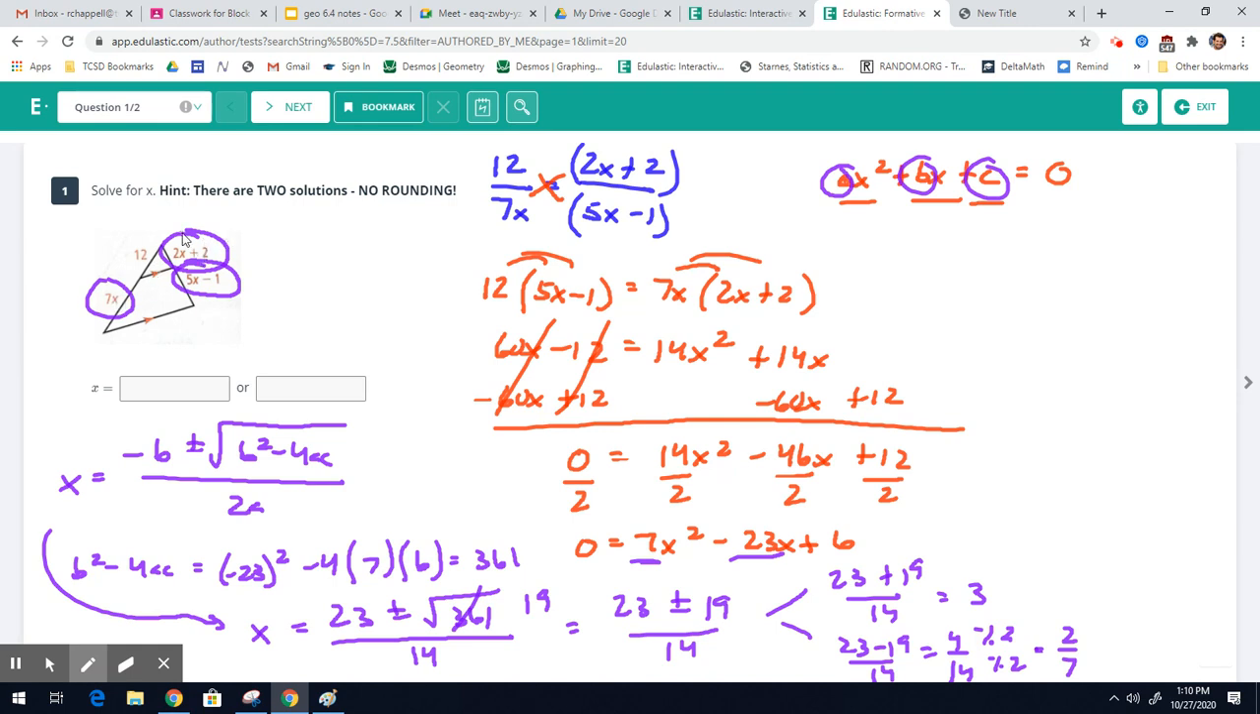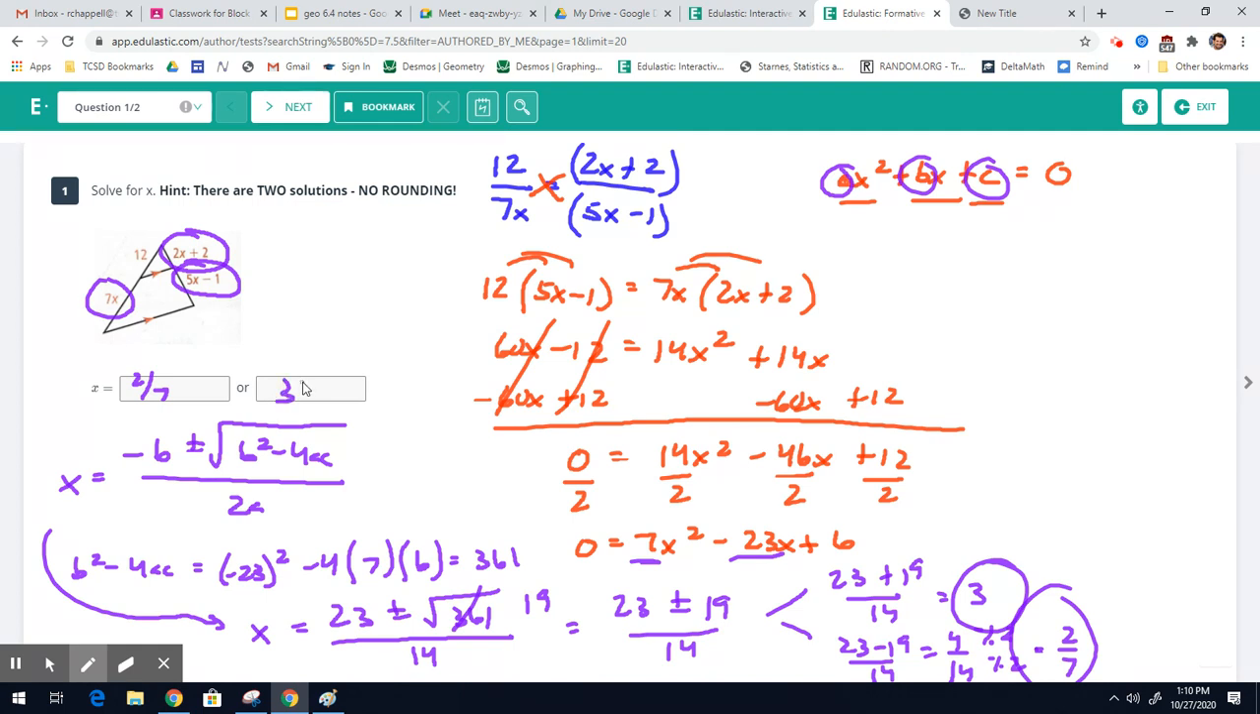So 2/7 times 2, times 2/7. And then you add 2, that'll stay positive. And then 5 times 2/7 minus 1, and that also stays positive. So I believe that both of these answers are correct, and that's what I would put here. I'll put the 2/7 first because it's smaller, and the 3 second.